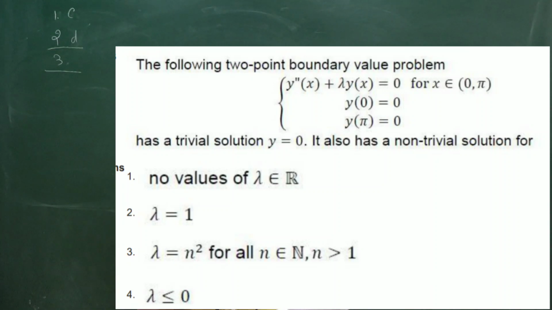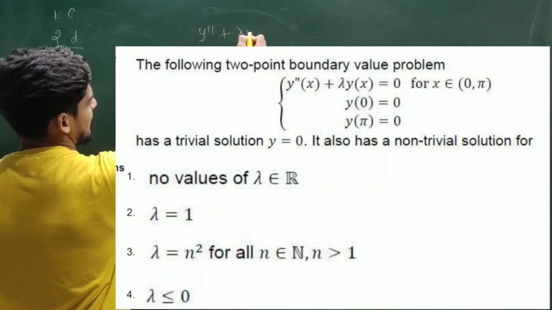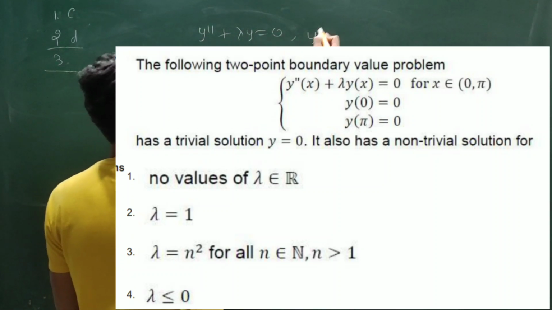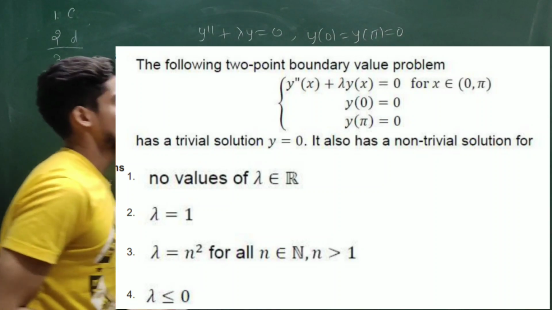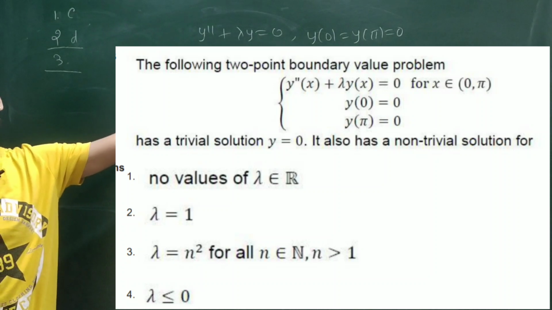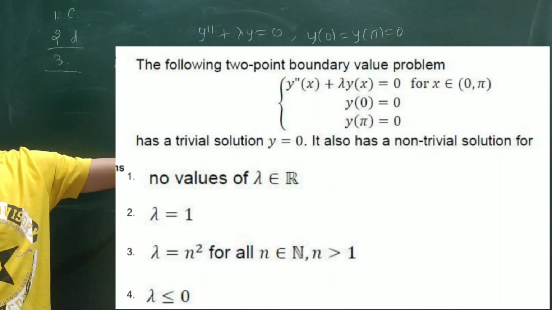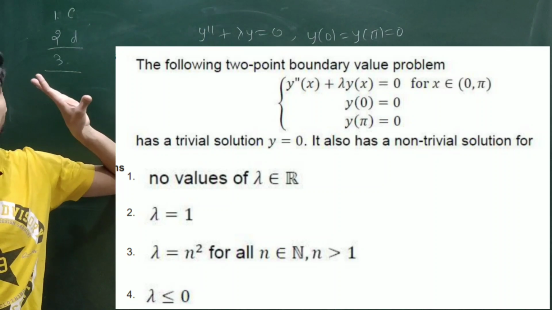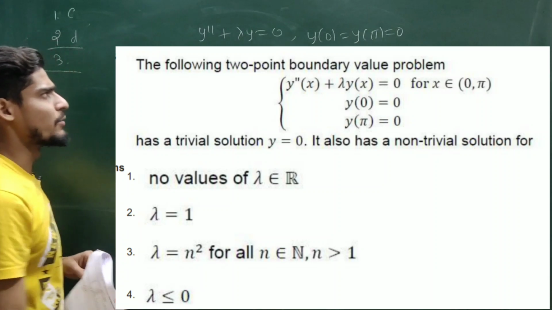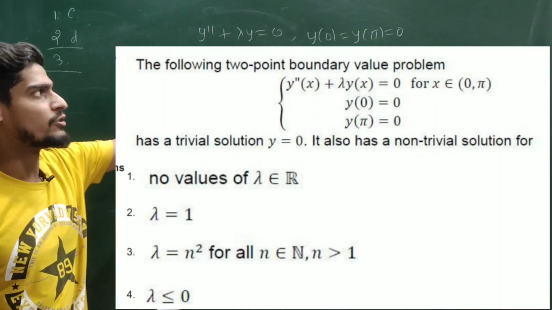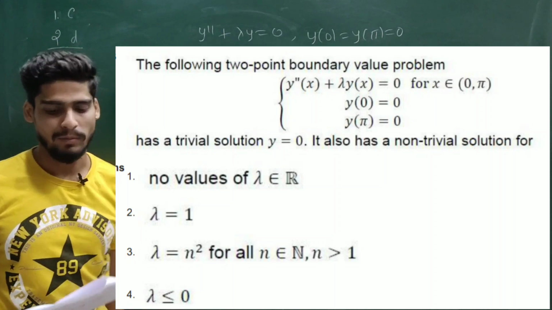The following 2 point boundary value problem: y'' + lambda y = 0, with y at 0 and y at pi taking value 0. This problem is very similar to the problem I have discussed in the calculus of variation part, because when you solve the calculus of variation part, you get the same Sturm-Liouville problem with the same boundary condition. So this is again an easy problem. One undergraduate student can do this problem easily because this is a standard Sturm-Liouville problem.